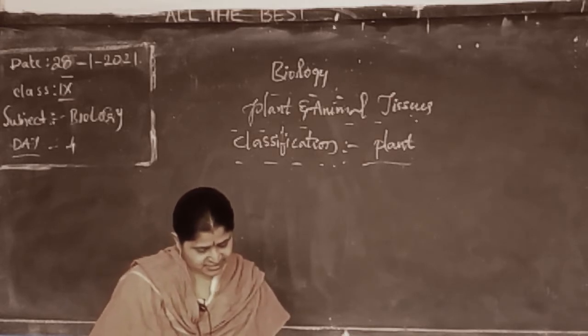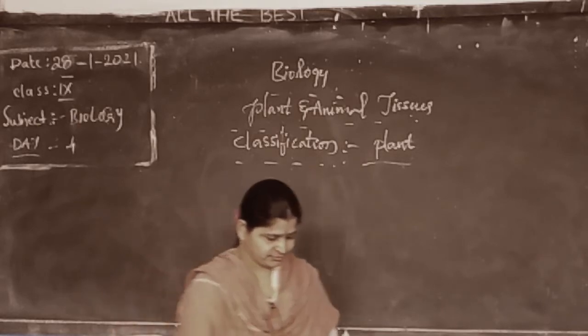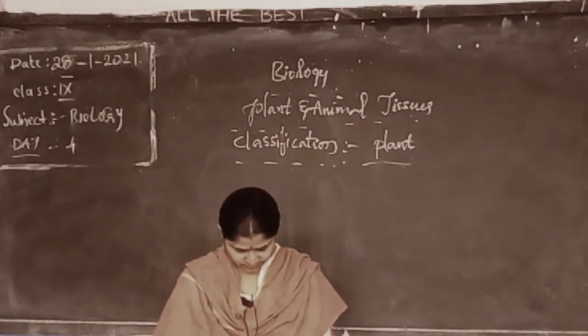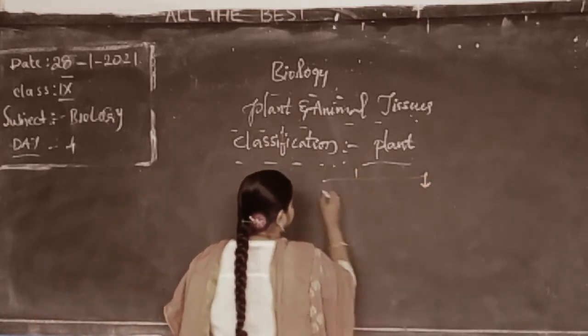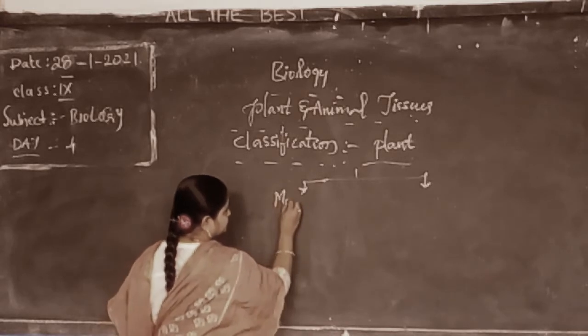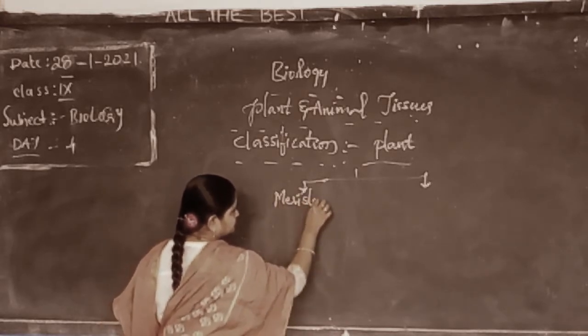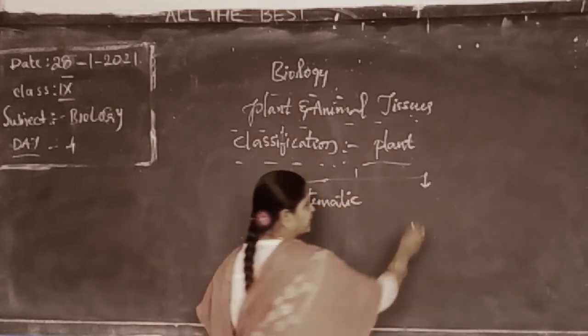First, plant classification. Let us see. Then, animal classification. So, first plant classification. If you see, meristematic tissue and permanent tissue.